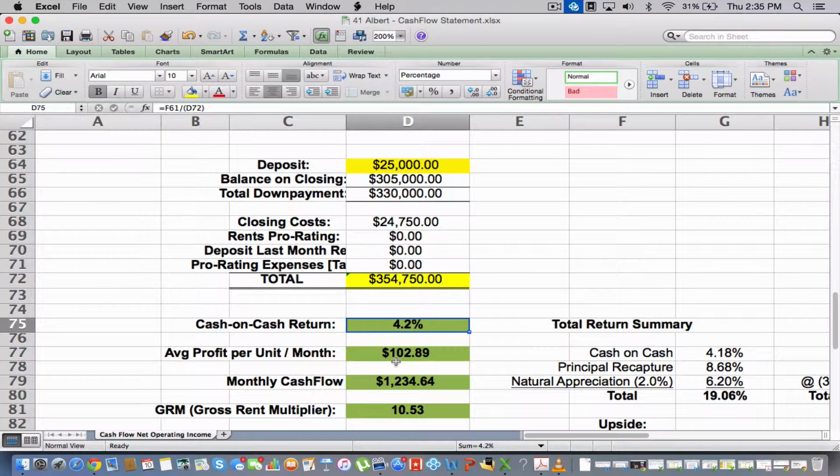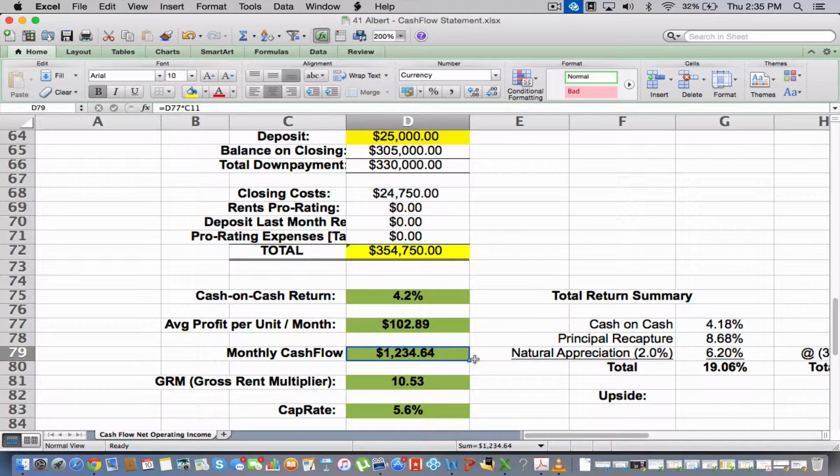Now the average profit per unit per month is just calculating it by the unit. So it's taking this number, the monthly cash flow, and dividing it by the number of units. So you know that each unit is producing about $102.89 worth of cash flow each and every month.